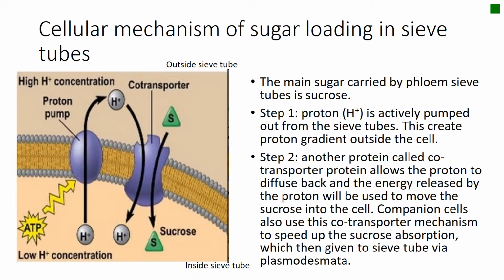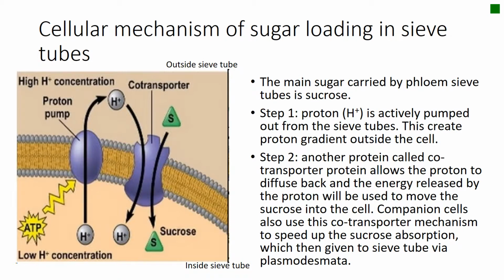Shall we start? The first point that you have to know is that the main sugar carried by the phloem sieve tubes is sucrose, alright? So the representative of the sucrose is this triangle with the letter S. This is the sucrose. Now, for your information, this area is the inside of the sieve tubes and this one is the outside of the sieve tubes.